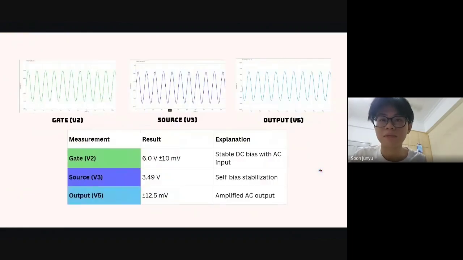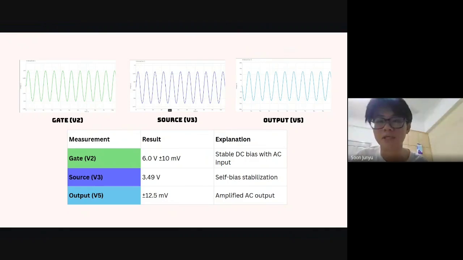Next slide. So after that, this is the result graph from the Multisim simulation. For the first graph, it shows that gate voltage V2 is centered at approximately 6 volt with a small 10 millivolt AC input signal. And this confirms that the gate bias network is working correctly. The second graph is the source voltage, which remains around 3.49 volt with only a small AC variation, and this indicates the source resistor provides stable biasing.